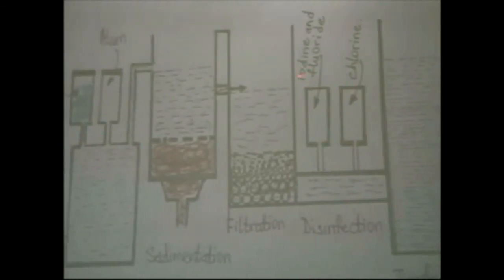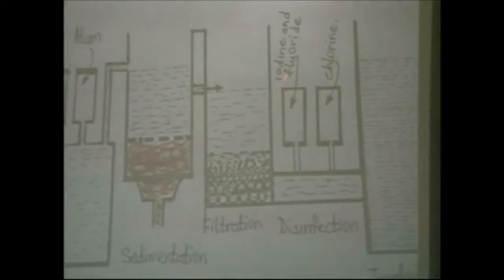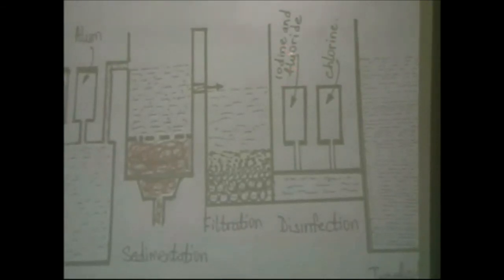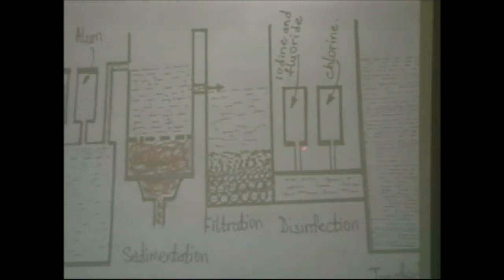Then you add iodine. Iodine is a fortification. And then fluoride, also a fortification. Iodine prevents goiter, while fluoride prevents tooth decay. In some countries, vitamin A is also added to give you good eyesight. Then the water is now pumped into the storage tank. From the storage tank, it's now pumped up into a big tank up. And from that one, the water now flows under pressure to your homes.